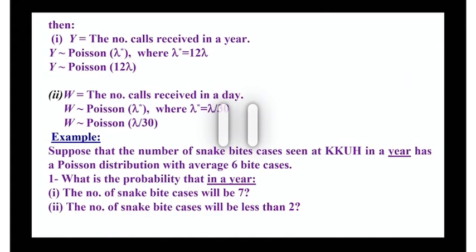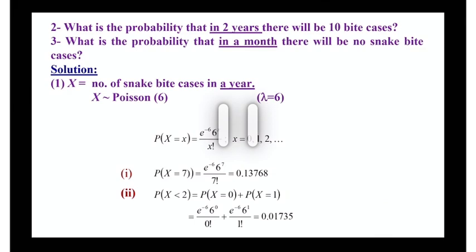If Y represents the number of calls received in a year and I want to figure out the lambda, you can see what I did here. In a day, it is lambda divided by 30. Now, take a look at this example. Suppose that the number of snake bites seen at KKUA in a year has a distribution with average 6 bites. Lambda is 6, for a year. If they ask a question that has to do with a year, you're going to use lambda equal to 6. But if they change that from a year to a month, look at question 3.